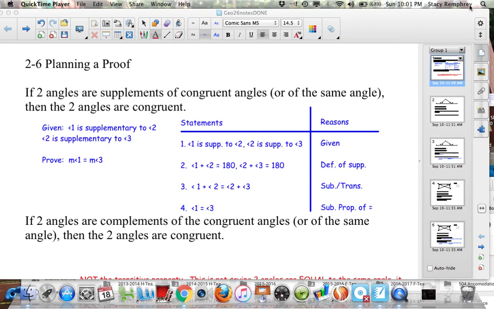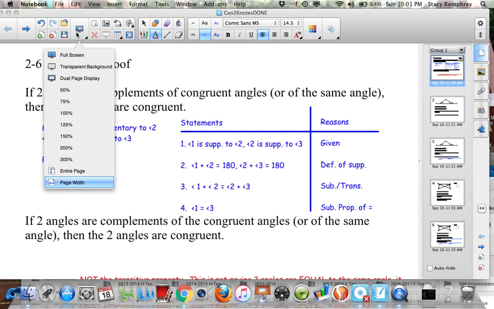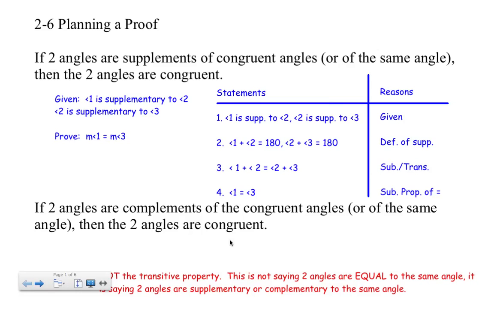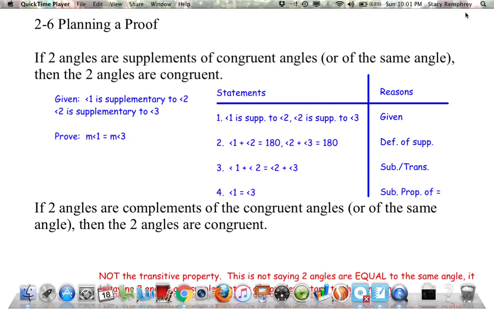Okay, these are the notes for 2-6. They're not very long, just incorporates a few new theorems for us. So these are the only two new theorems that you're getting that are a little different than what we did before. So if two angles are supplements of congruent angles or of the same angle, then the two angles are congruent. I gave you a little proof here.